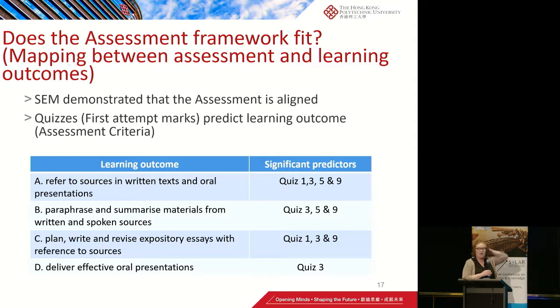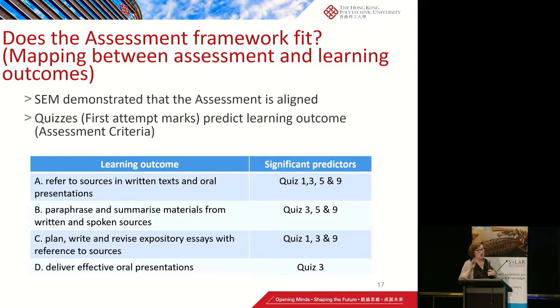Someone from my team ran structural equation models to look at whether there is an alignment between the learning outcomes, the activities they did to master those, and the assessment they did to demonstrate that mastery. They had quizzes each week, and we were able to show that some important quizzes are predictive of their outcomes in the subject. We could also suggest to students which ones to focus on, because they had some choice.